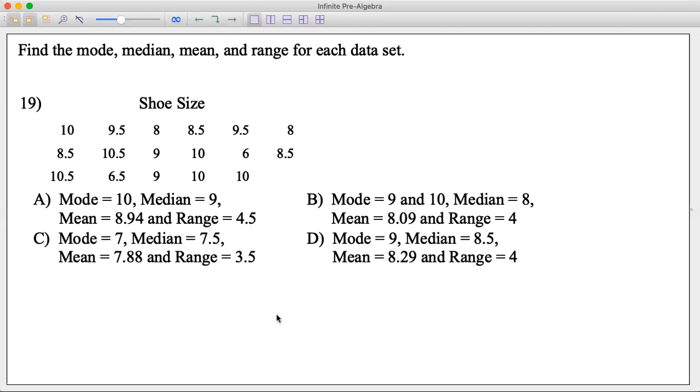Mode is easy, and how do you calculate range? Biggest minus smallest. What's the biggest number? What's the smallest number? What's 10.5 minus 6?